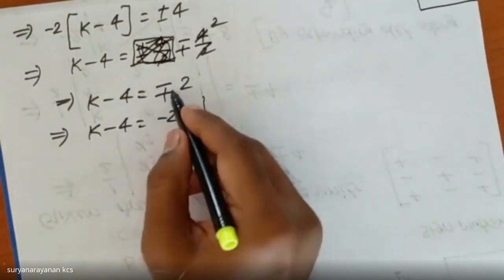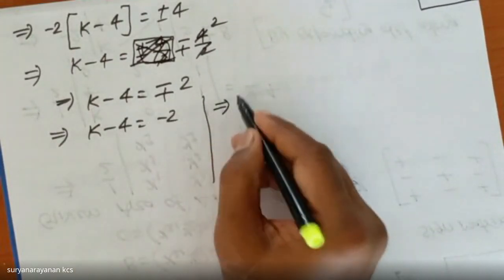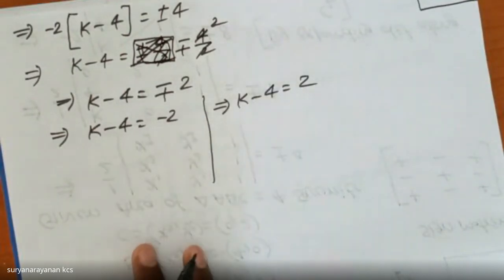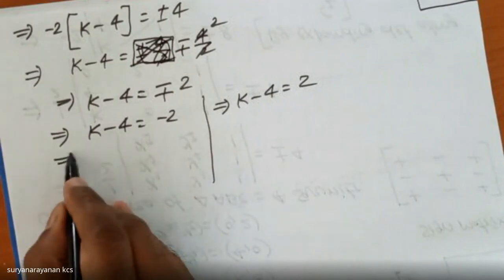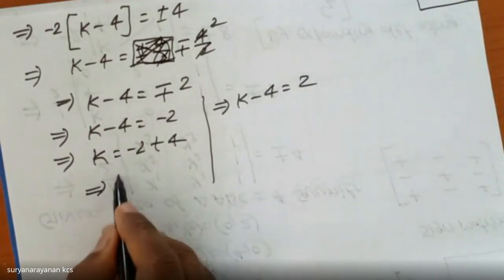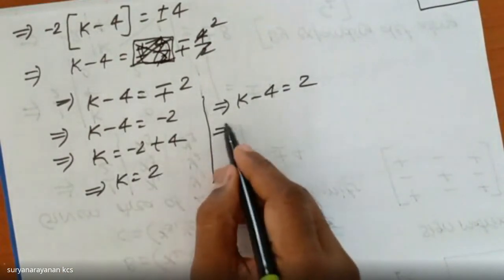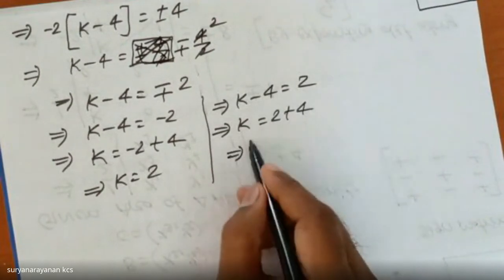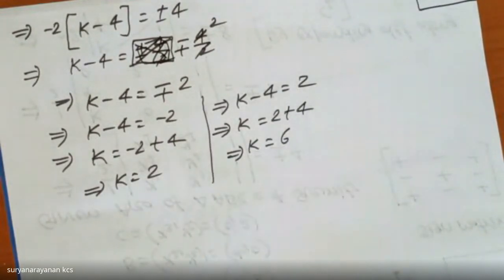We take one equation. Similarly, k minus 4 is equal to plus 2. We have to take two equations and solve them. Then k is equal to minus 2 plus 4. This implies k is equal to 2. This implies k is equal to 2 plus 4. This implies k is equal to 6. These are the values of k. Understood, my dear children? Yes, sir.